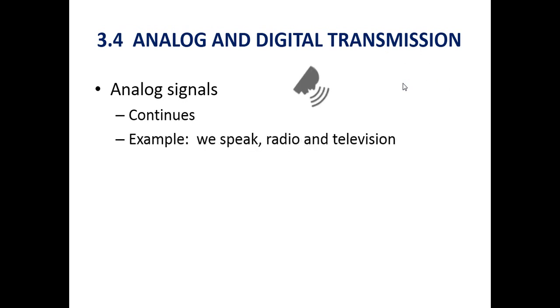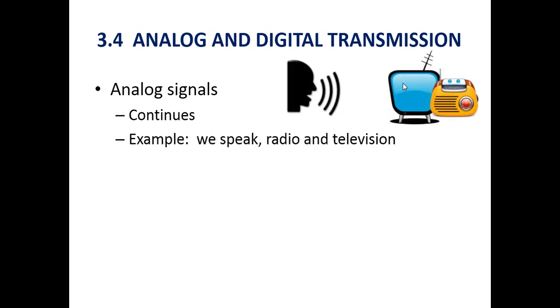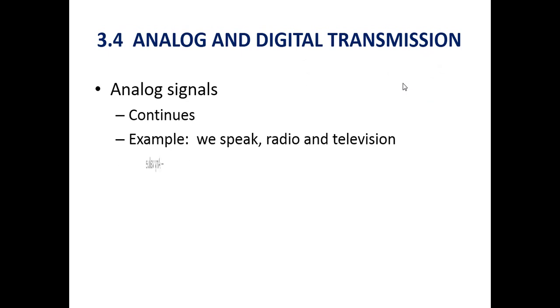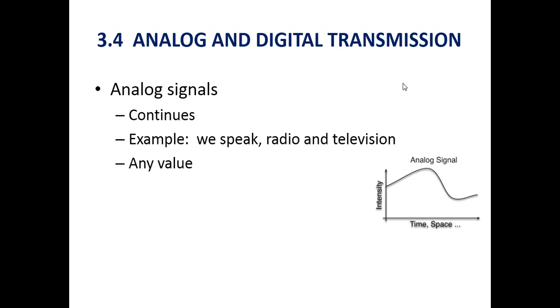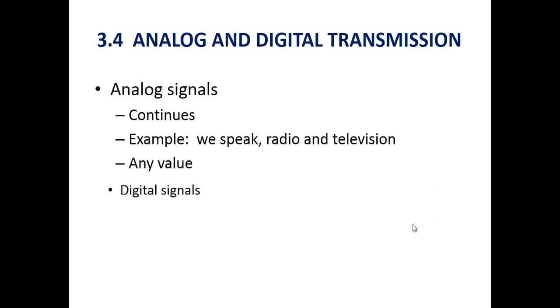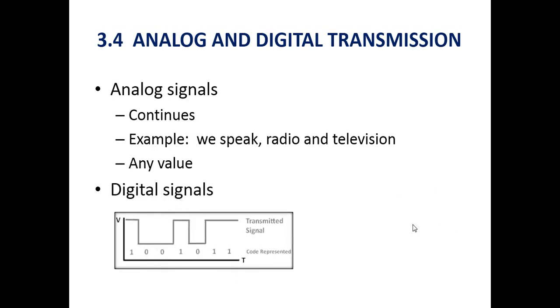Some examples from our day-to-day life: radio and television transmission are examples of analog data and analog signaling. It can generate any value in its range from 0 to the max. So this is the analog signaling. A digital signal has a discrete set of values, maybe 0 and 1. So 1 is represented by high voltage and 0 by low voltage. That is called a digital signal.